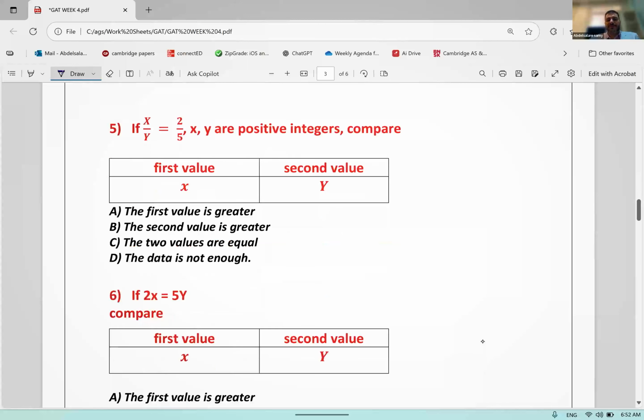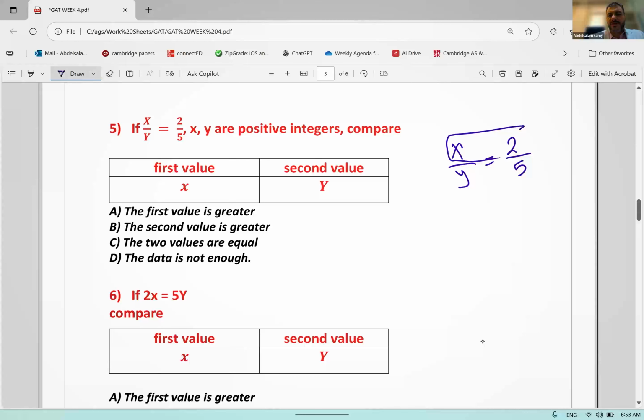Question number 5. X over Y equals 2 over 5. Compare between X and Y. Right, X over Y equals 2 over 5. You can directly take it as X equals 2 and Y equals 5. Here I can consider it as X 2 and Y 5.